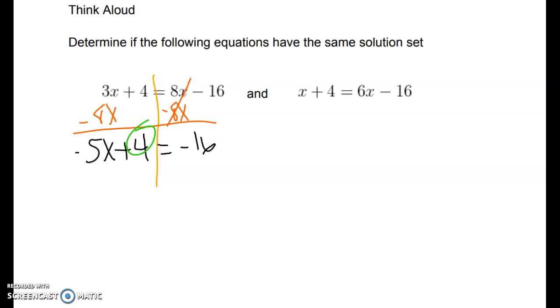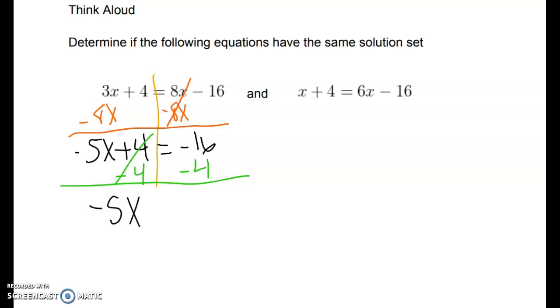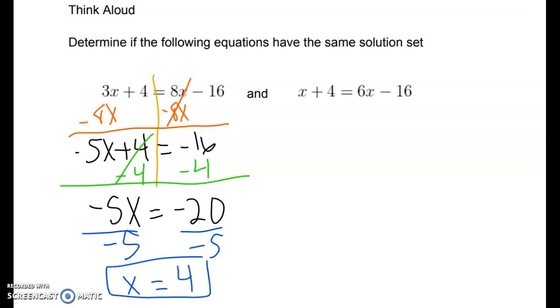The inverse operation of a positive 4 is a negative 4. I am now left with negative 5x is equal to negative 16 minus 4, which is negative 20. And I want to get x by itself, so I'm going to divide by negative 5. x is equal to negative 20 divided by negative 5, which gives me a positive 4. So I only solved x for one of my problems. I now need to solve x for my second equation.